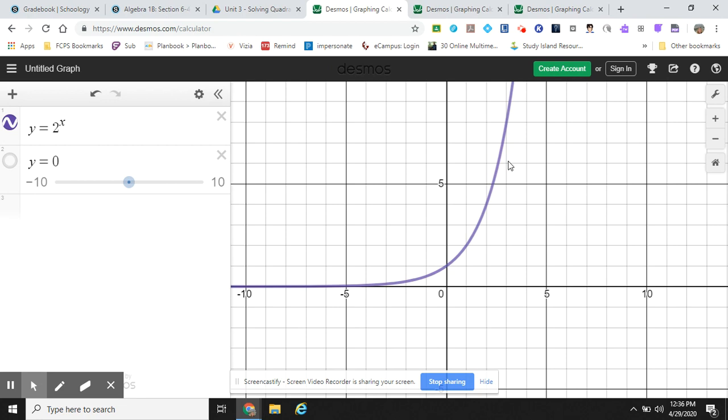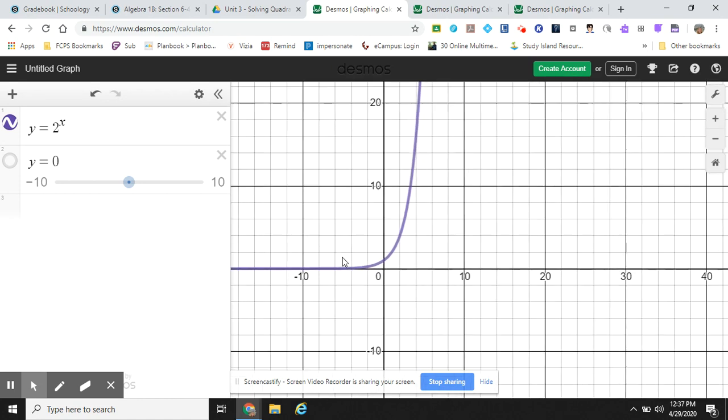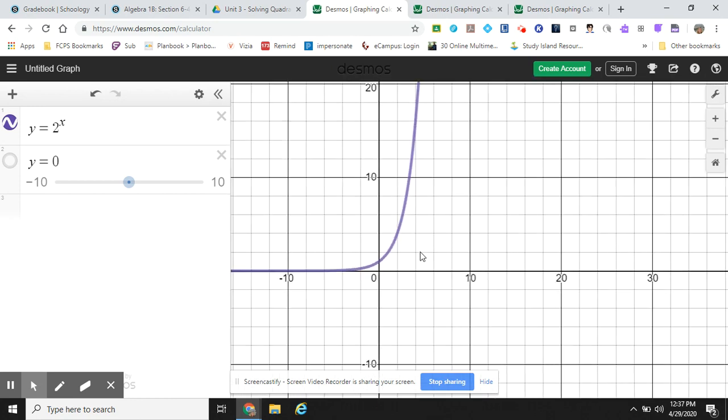The other thing you're going to be asked to find is the domain of the function. Well, in the x direction, it goes all the way to negative infinity. And in the other direction, it goes all the way to positive infinity. So your domain is negative infinity to positive infinity.